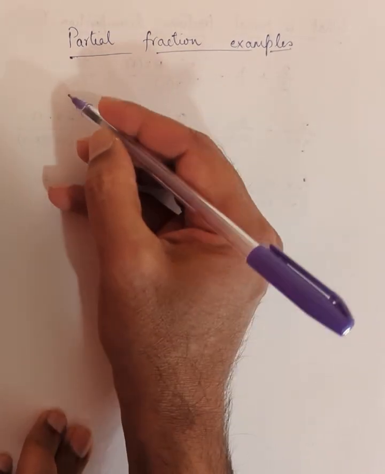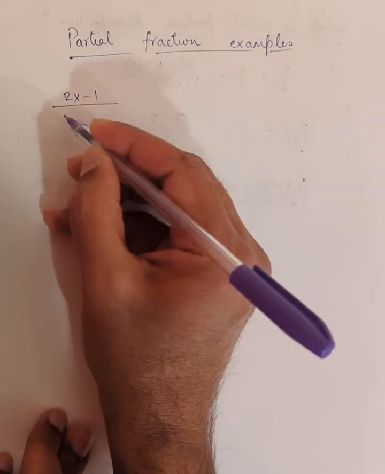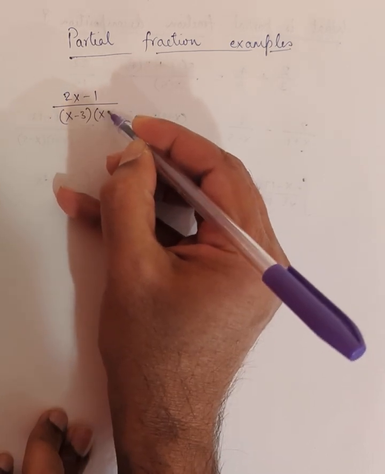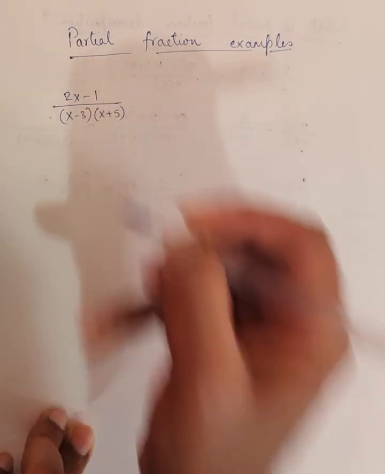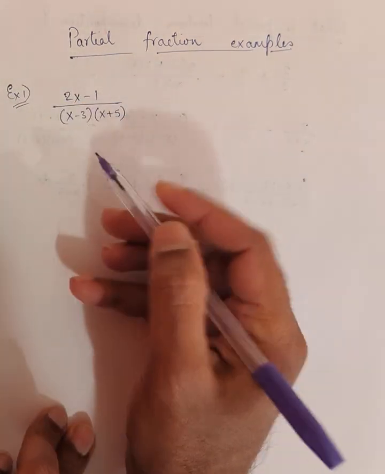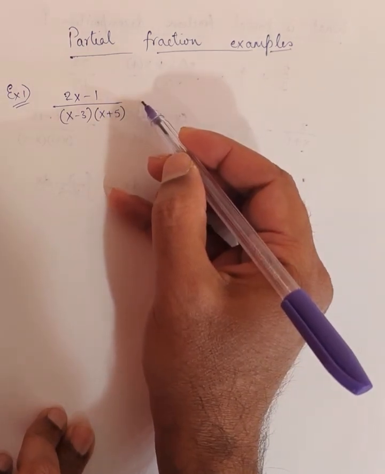Let's try to split something like this, (2x minus 1) over (x minus 3)(x plus 5), into partial fractions. Call it example 1. Now notice that this is a proper fraction.